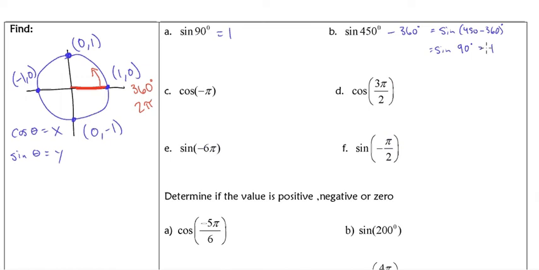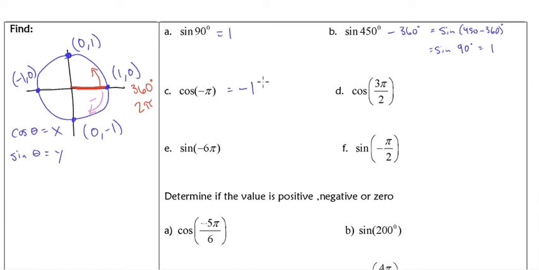Okay, now let's try cosine of negative pi. Remember, the full circle is 2 pi, and now we're going just pi, so that's halfway around the circle, though it is clockwise, since these are our negative values. Halfway around the circle gets us to this point right here, and cosine is our x value. So cosine here is equal to -1.